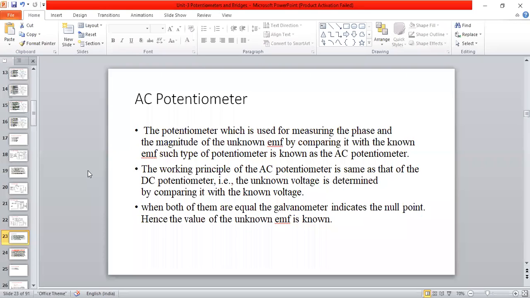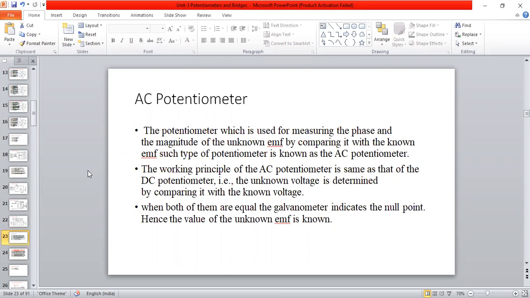In DC, is there any frequency? No, no frequency at all. So in the AC potentiometer, the frequency synchronization also you have to do. The phase angle will also vary. For inductive load, capacitive load, or a combination of inductive and capacitive, we have to consider the phase angle also here. So the AC potentiometer we are going to discuss next.